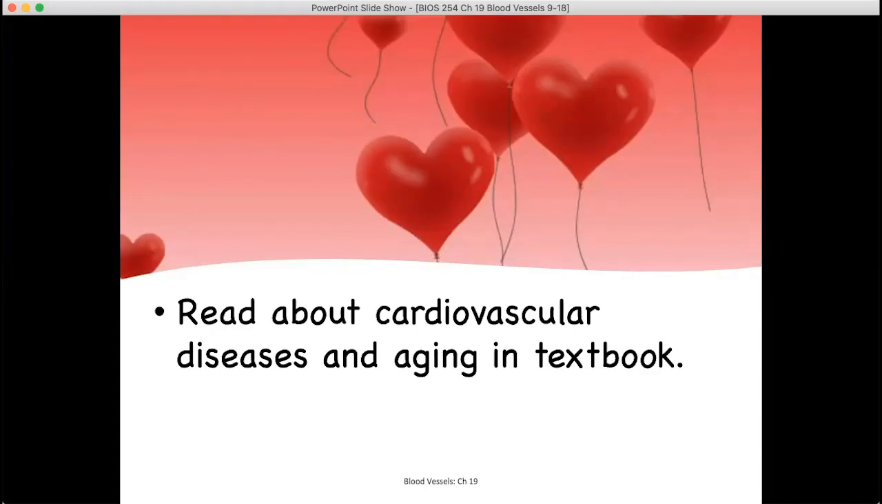Finally, in conclusion, read about cardiovascular diseases and the effects of aging on your heart. I will hold you responsible for knowing this information. This concludes Chapter 19.